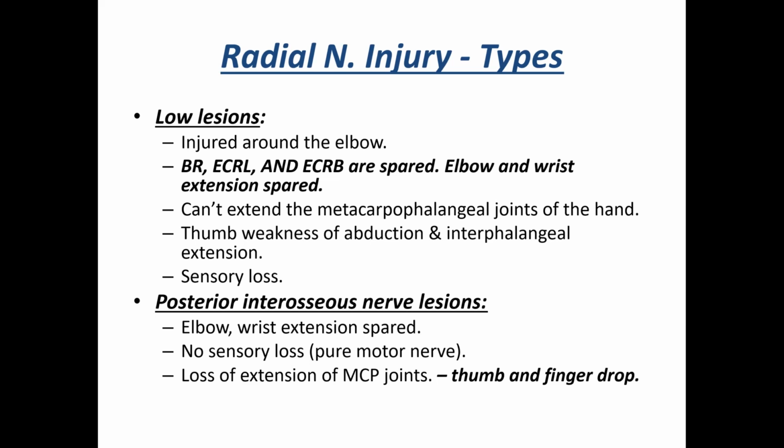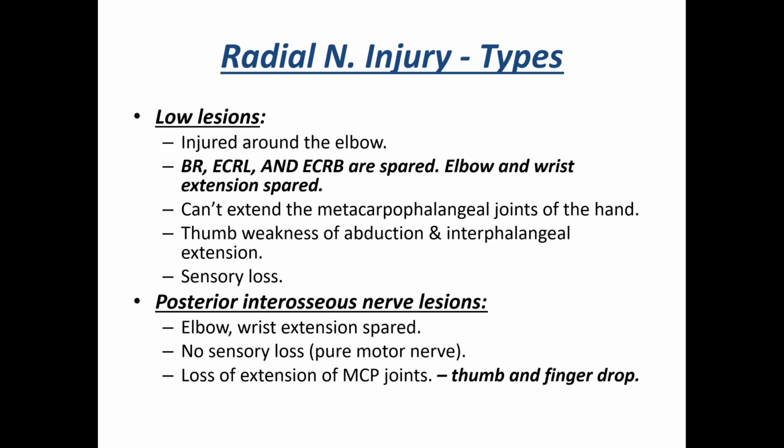Okay, the last kind of nerve injury is a PIN lesion, or a posterior interosseous nerve injury, which can occur because of injuries or fractures of the radial head, around which the PIN is closely associated, or any surgery around the proximal radius.